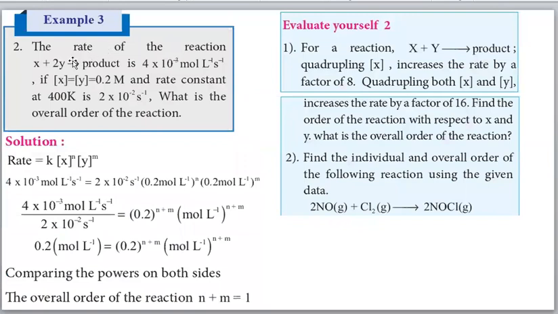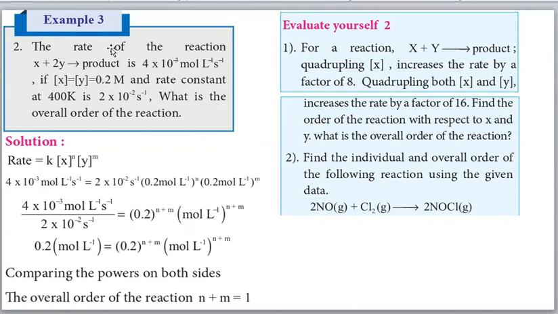Then example 3. The rate of the reaction X plus 2Y gives product is 4 into 10 to the power minus 3 mole per liter per second. If the concentration of X is equal to the concentration of Y, equal to 0.2 molarity, moles per liter, and the rate constant at 400 Kelvin is 2 into 10 to the power minus 2 per second, what is the overall order of the reaction?